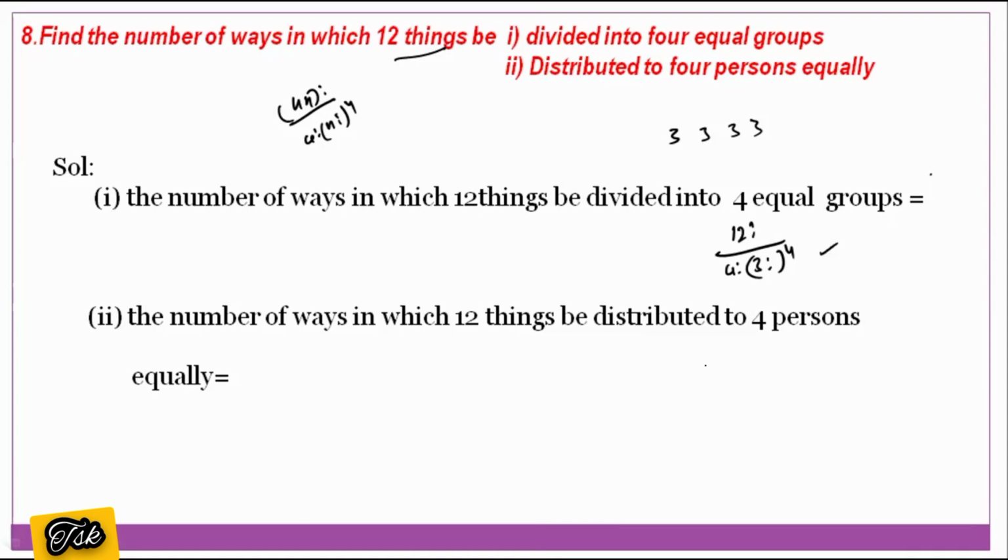If it is distributed between 4 persons, then the formula is (4n)! by (n!) whole to the power of 4. So this can be done in 12 factorial by 3 factorial whole to the power of 4. That is the formula for distributing between persons, as opposed to dividing into 4 equal groups. Next one.